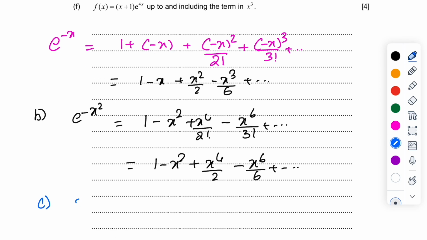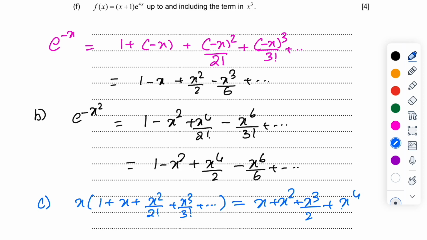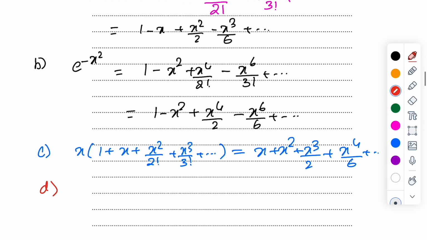For part C, x e power x. So it is x times e power x, which is 1 plus x square by 2 factorial, x cube by 3 factorial and so on. So what does that become? x plus x square plus x cube by 2 factorial, which is 2, x power 4 upon 3 factorial, which is 6.